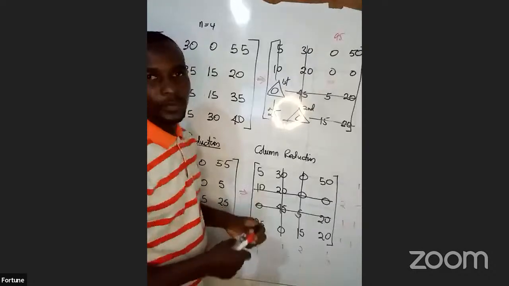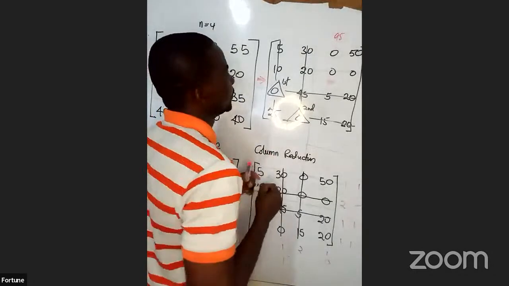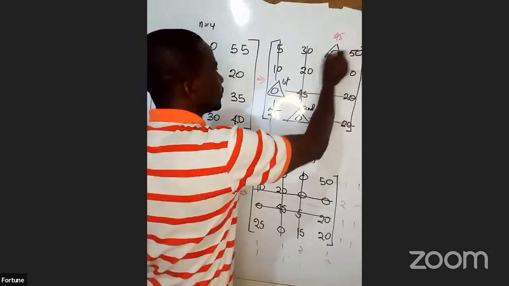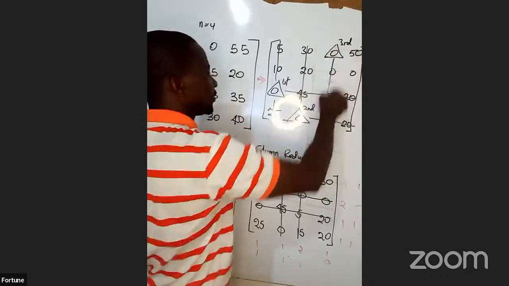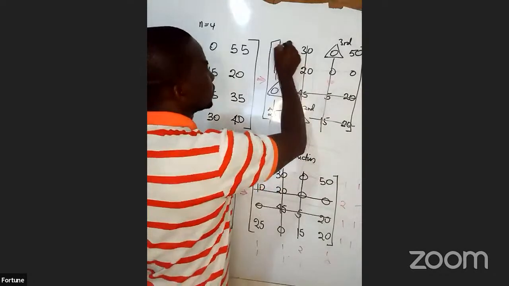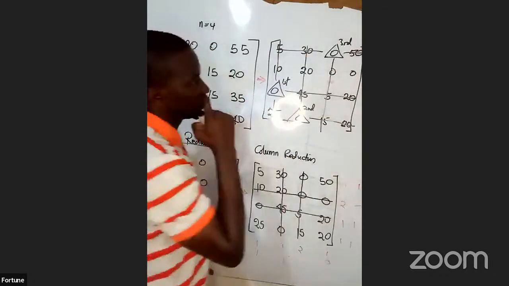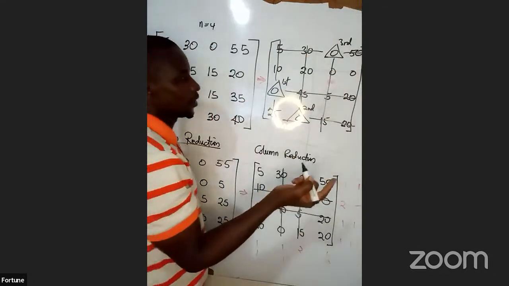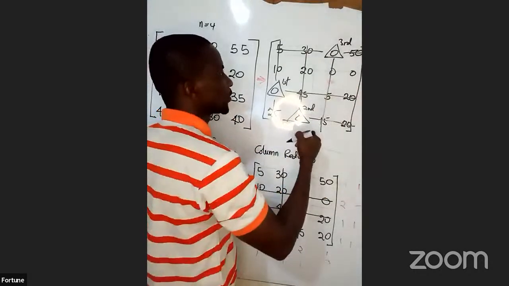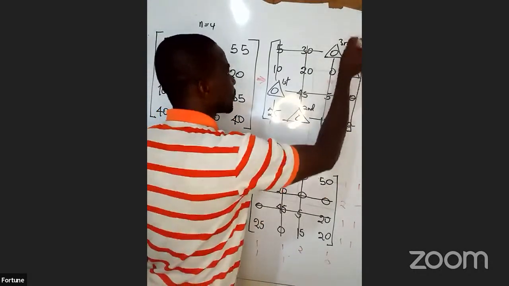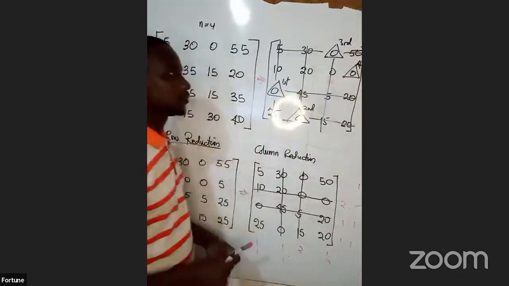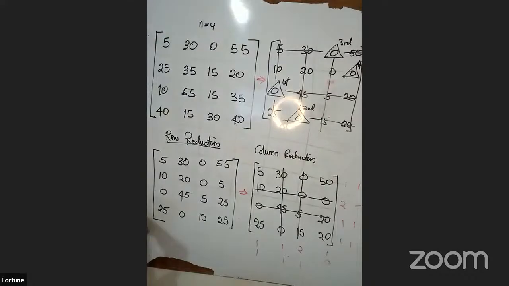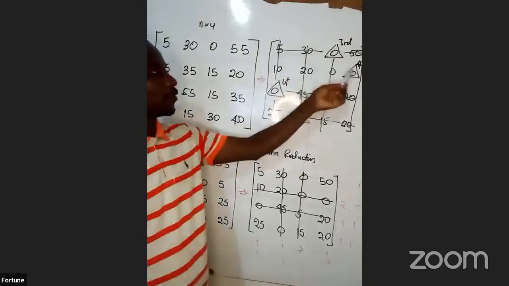So let's take this one as the third, and then strike out. So it means we have no option than to do this one as the fourth. So we have first, second, third, fourth.